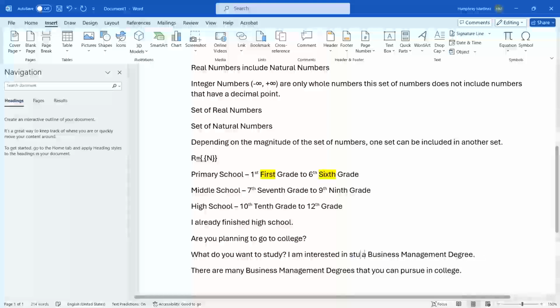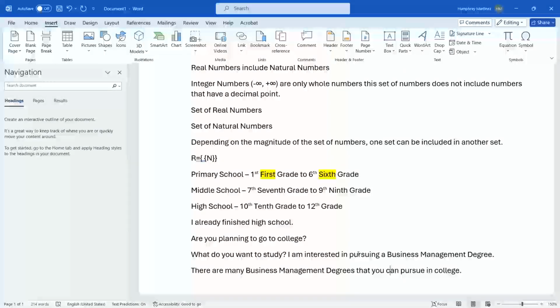In pursuing, problem. Okay, pursue is that you want to follow, you want to go and study that specific thing in college. Pursue es como yo quiero, es como perseguir, pero yo quiero tener. Pero uno no dice "I'm interested in studying." Normally you say studying or pursuing a business management degree. O sea, como adquirir, ¿verdad? Adquirir un título en gerenciamiento de negocios.